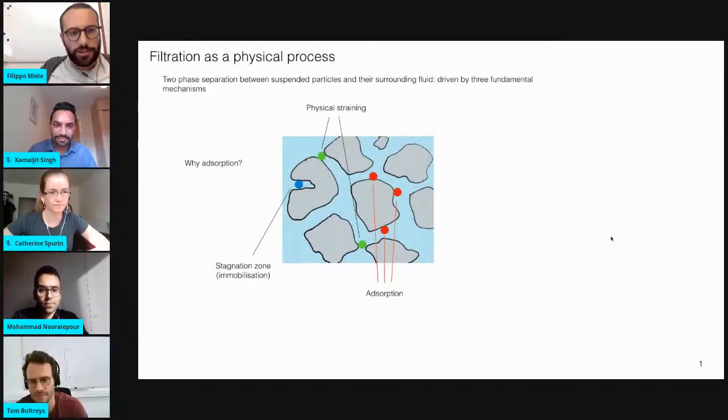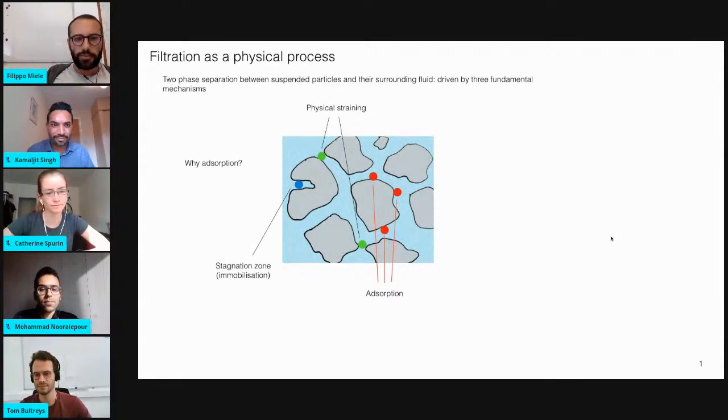Okay, so just to give a small introduction, filtration is basically a two-phase separation process where you want to separate the solid particles from the fluid phase where they are suspended. Now, among the three mechanisms that drive filtration, which are physical straining, immobilization by stagnation zones, and adsorption, we will focus on adsorption as soon as it couples the two mechanisms of transport and reaction.